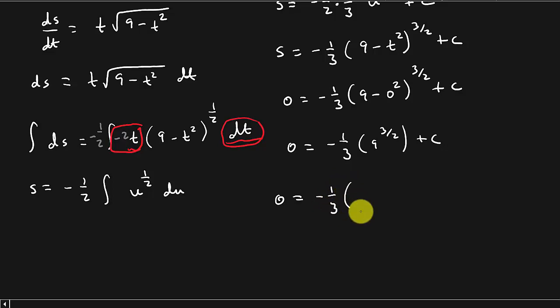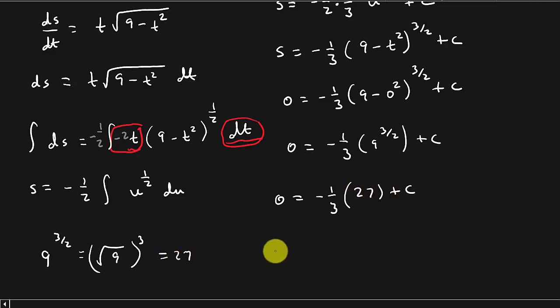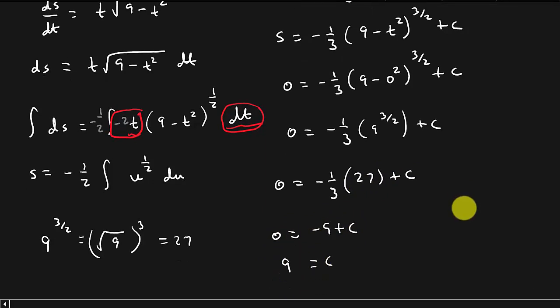All right, so let's look and see what we get here. Remember, 9 to the 3/2, that's the same thing as the square root of 9 cubed. The square root of 9 is 3. 3 cubed is 27. So that's 27 plus c. 0 equals negative 9 plus c. So c is equal to 9.